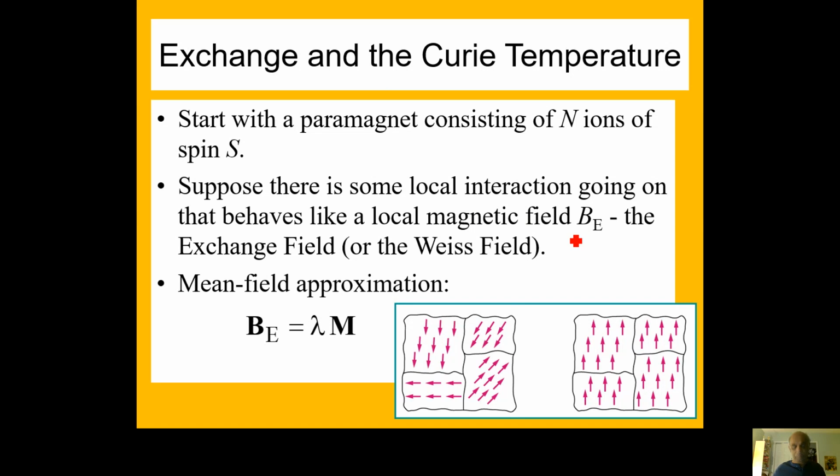So that local field we are talking about is like some effective magnetic field. That exchange magnetic field, or the Weiss field, we can approximate in the mean field point of view as some constant times your magnetization. That is the Weiss field. This is not an external field. This is like some local field due to those exchange interactions.